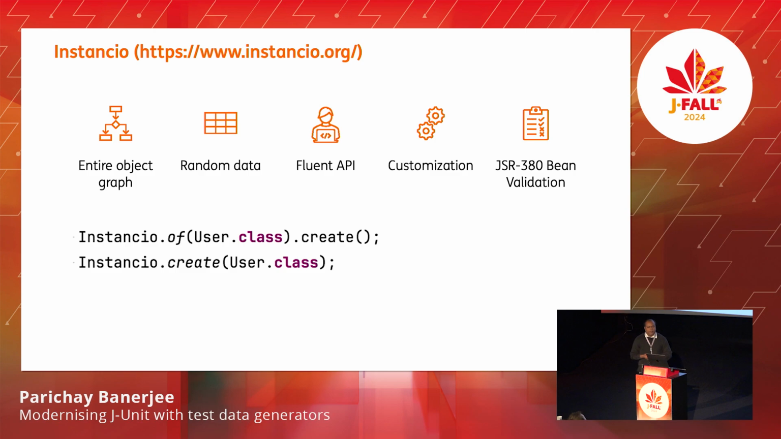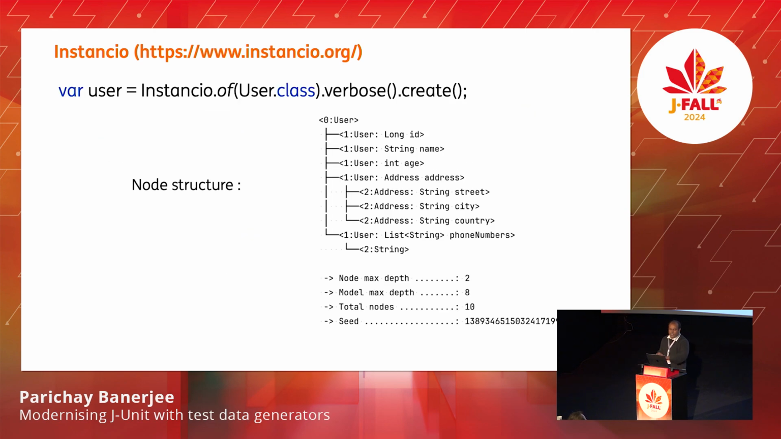What it does is, it creates random data. The API looks simple, but it fills up with random data, and then it gives you the possibility to customize special needs that you have. One nice thing is that it follows the JSR 380 bean validation, so it doesn't create false positives. If you have bean validations, it follows them. It uses Java reflection, goes through the entire node structure. By default, 8 is the node depth, but then you can customize.